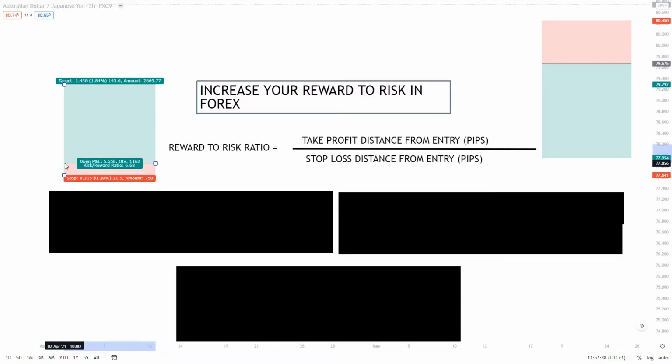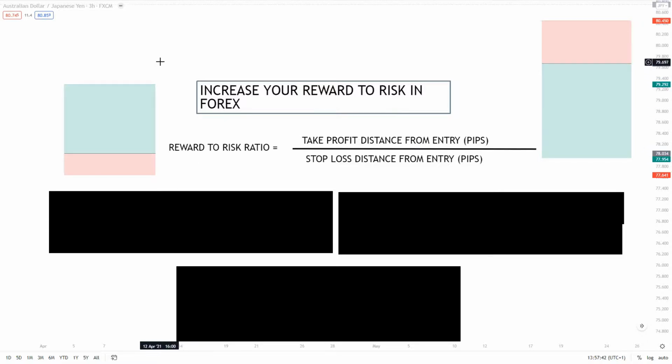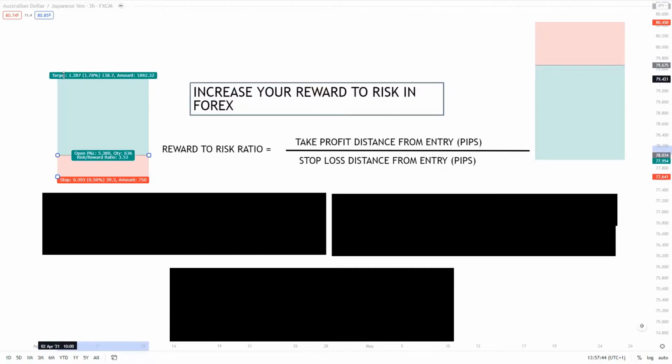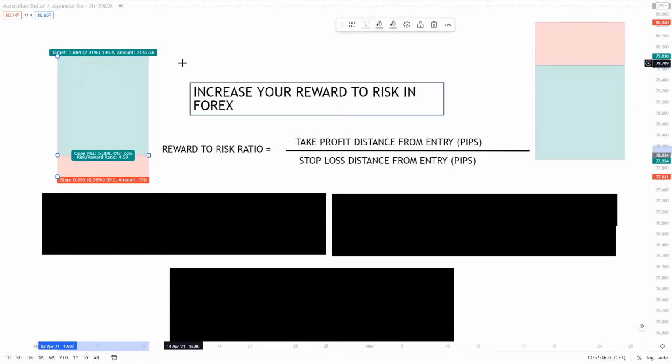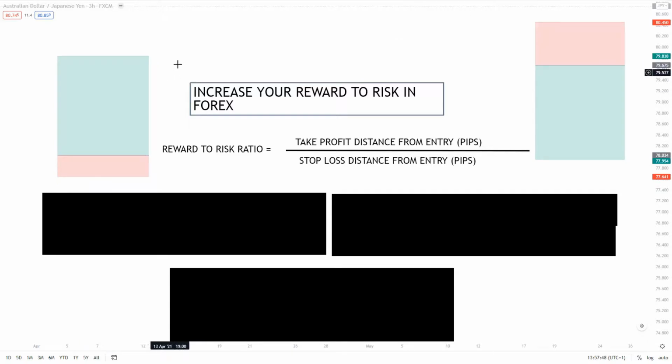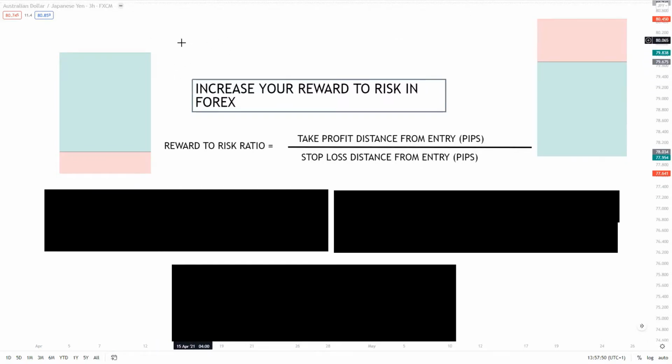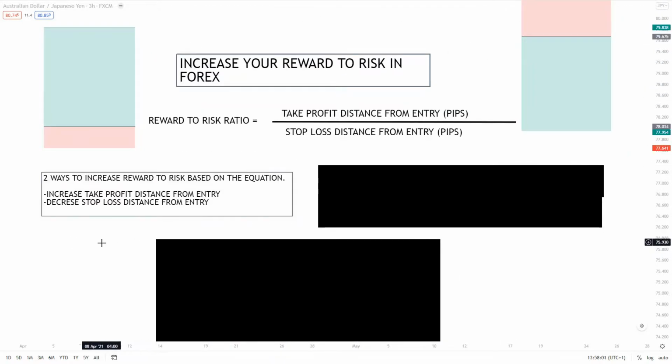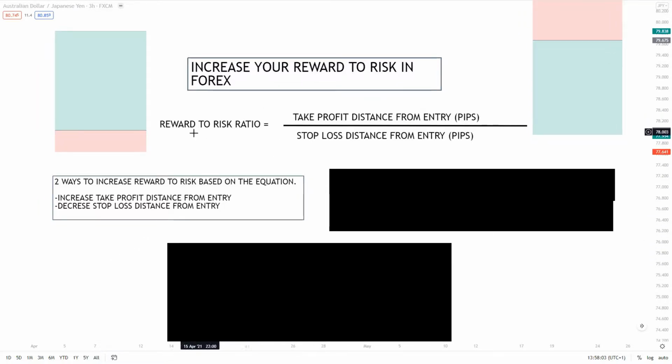So the question is how to actually take trades which have a high reward to risk ratio, and this is actually quite simple. This video is not going to explain a strategy for taking the high reward to risk trade, but just simply how to increase your risk to reward in Forex. Alright, so we know how the risk to reward in Forex is calculated.